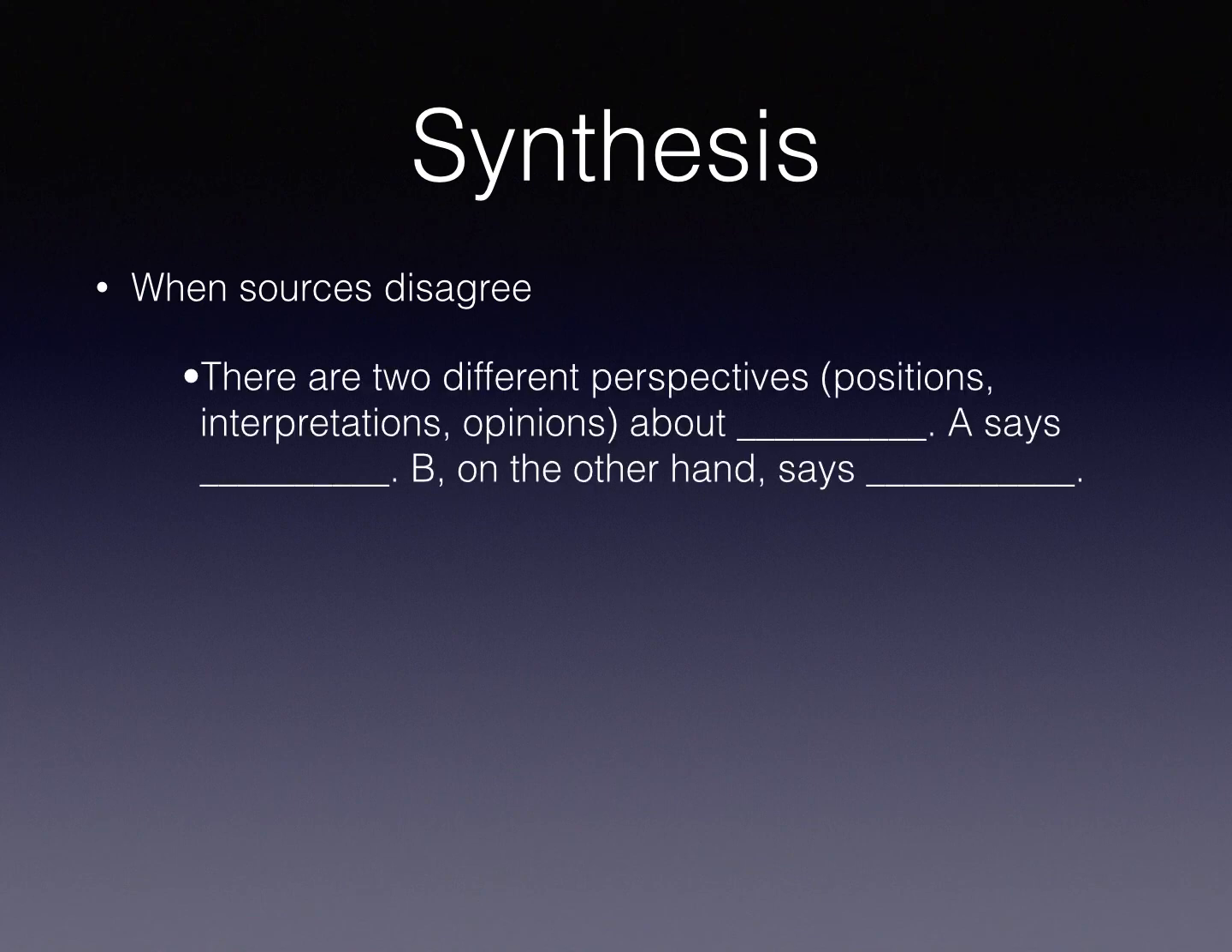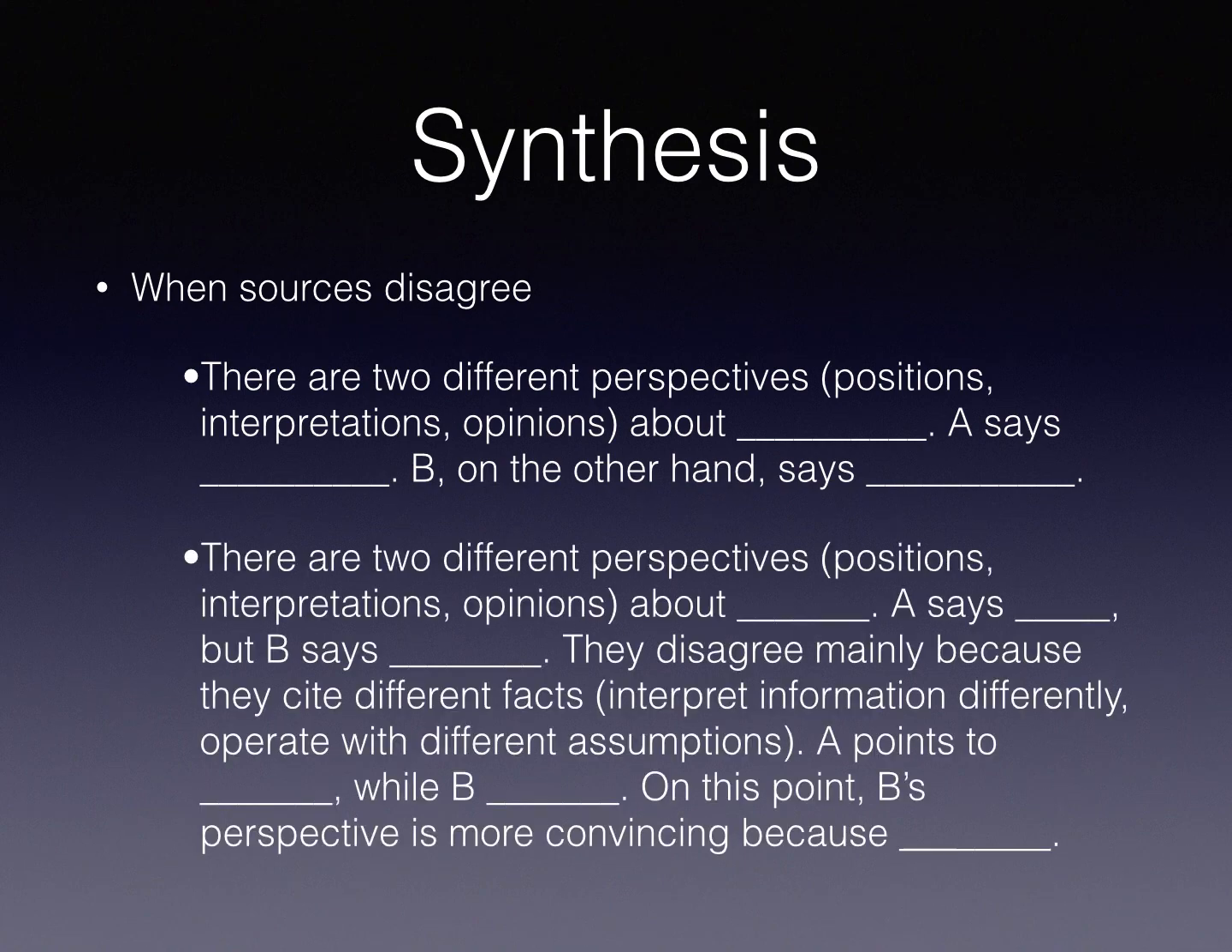When sources disagree, you might synthesize using this approach. There are two different perspectives, positions, interpretations, opinions about this topic. A says this, B, on the other hand, says this. Or you might take a different approach and provide more insight. There are two different perspectives, positions, interpretations, opinions about this topic. A says blank, but B says something else.